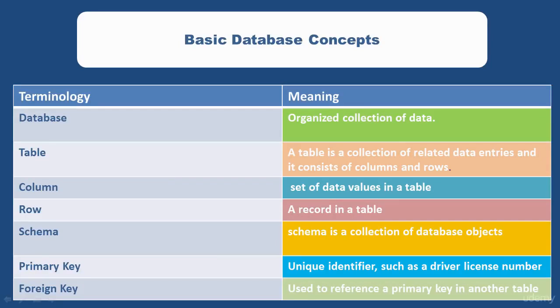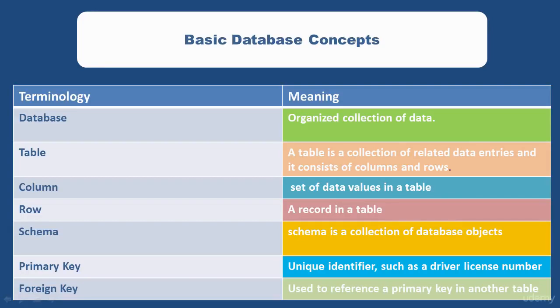Primary key. A primary key is a unique identifier such as your driving license number or your health insurance record. It is a unique identifier that is used to identify unique records. So no two people can have the same records. You are able to enforce that using a primary key.